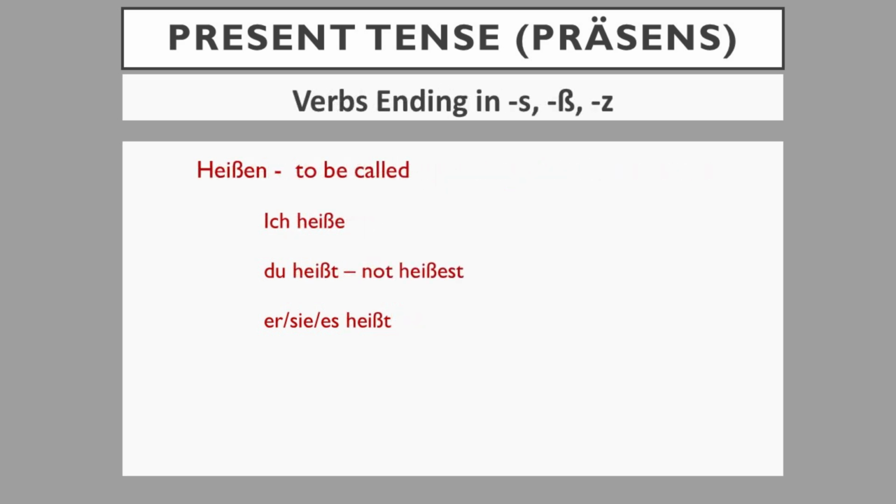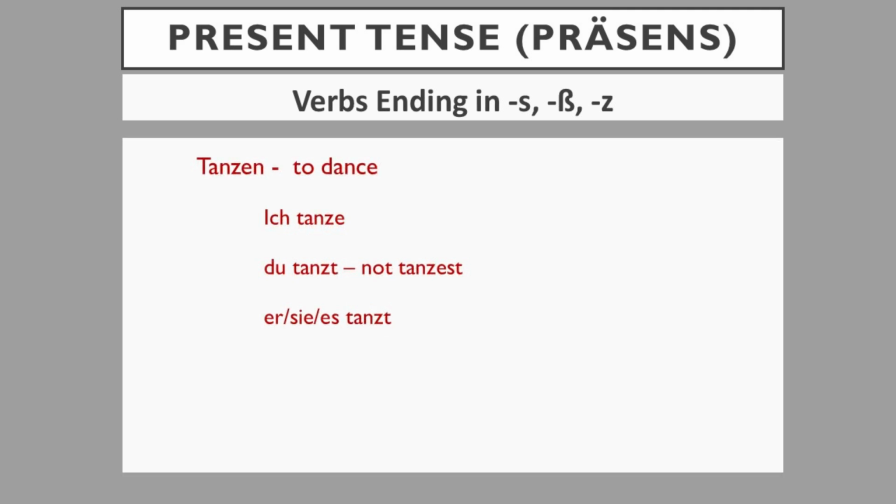Now let's look at verbs ending with S, ß, Z, or X. These sounds already contain an S sound, so the du ending changes. Example, for the verb heißen, it is du heißt, not du heißtest. Let's see two more examples. Tanzen, to dance. Ich tanze, du tanzt, sie, es tanzt. Sitzen, which means to sit: du sitzt, sie, es sitzt.